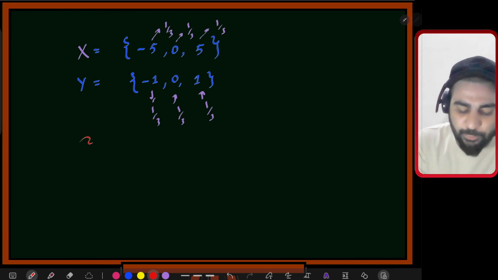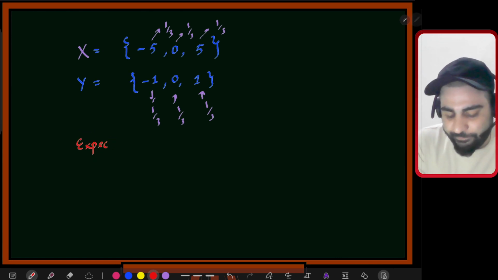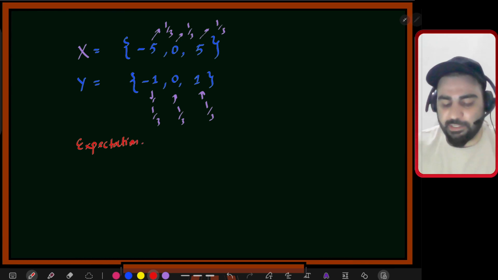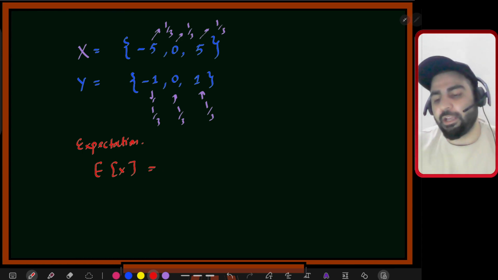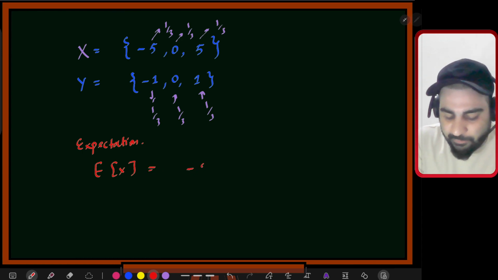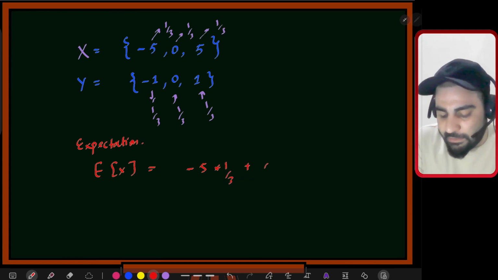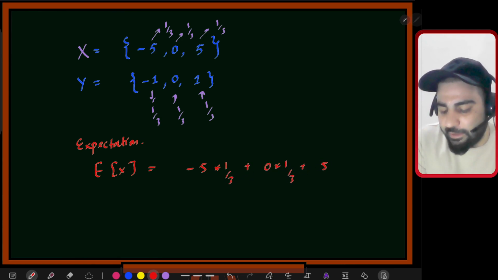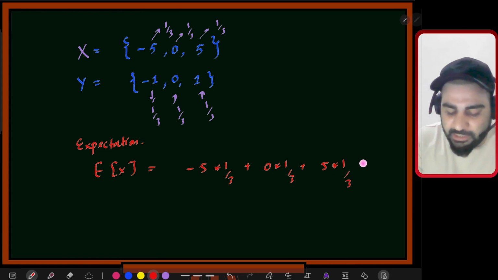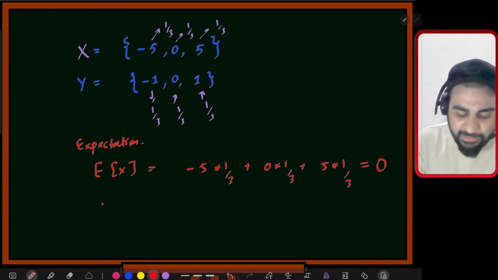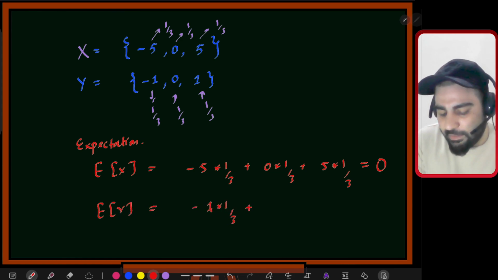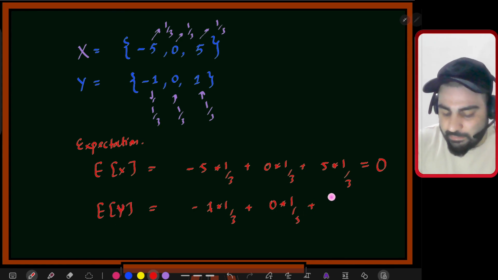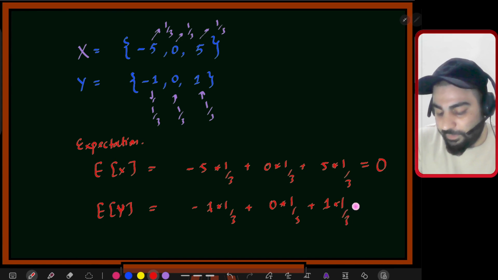Now if I compute the expectation of X, E of X, what will that be equal to? It is -5 × 1/3 + 0 × 1/3 + 5 × 1/3. So this is equal to 0. Again, the expectation of Y is -1 × 1/3 + 0 × 1/3 + 1 × 1/3. This is also equal to 0.